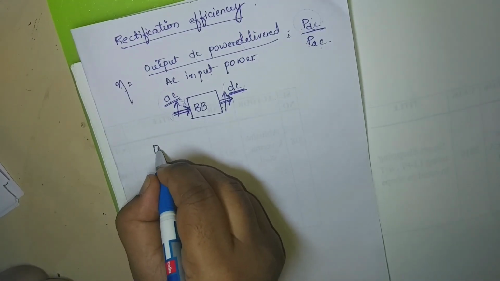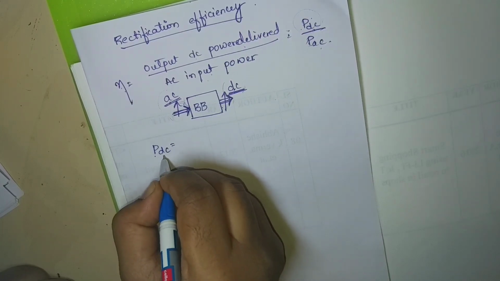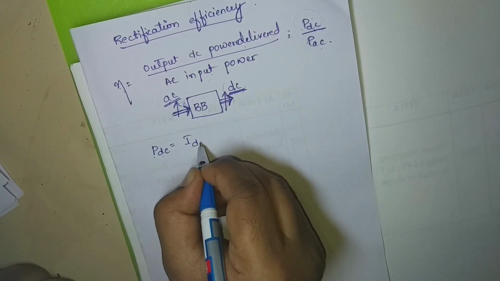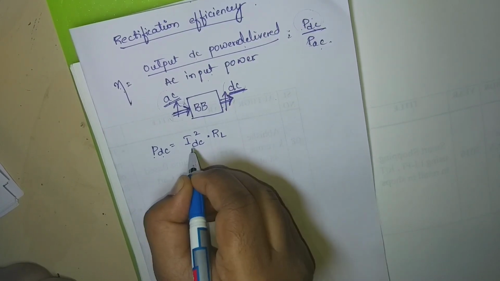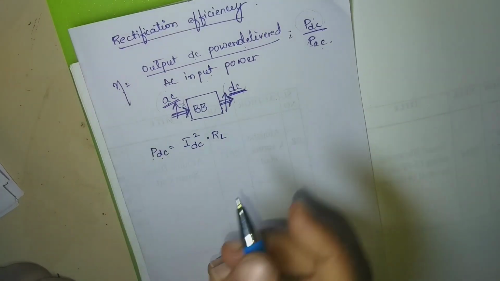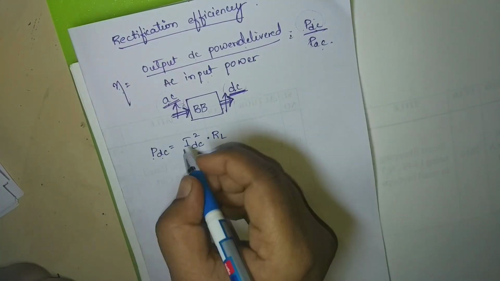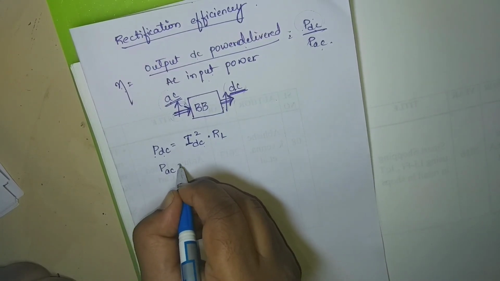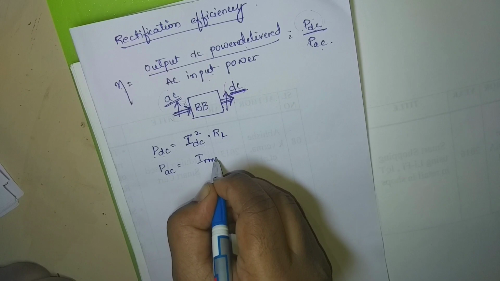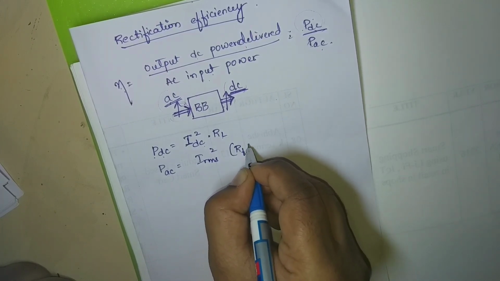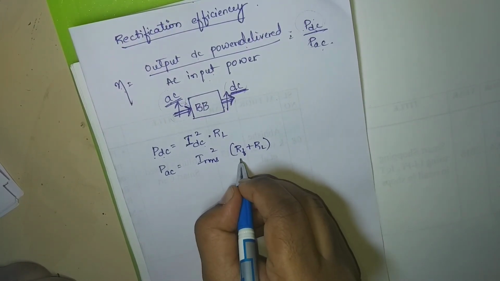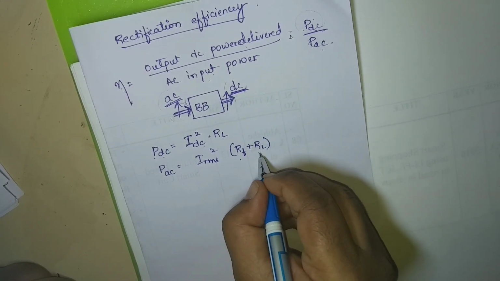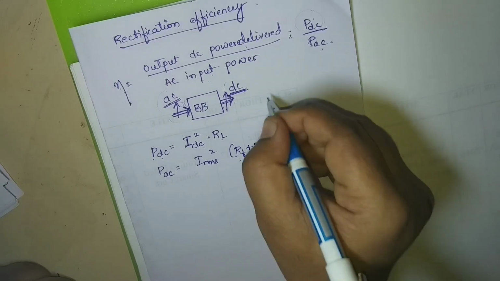Okay, so now PDC, that is DC output power, is given as IDC square into RL. I am taking current because I have calculated the values of current in previous stages. So current IDC square into RL, and PAC is equal to IRMS square into (RF plus RL). So what is this RF and RL? RF is the forward resistance of the diode. RL is the load resistance.